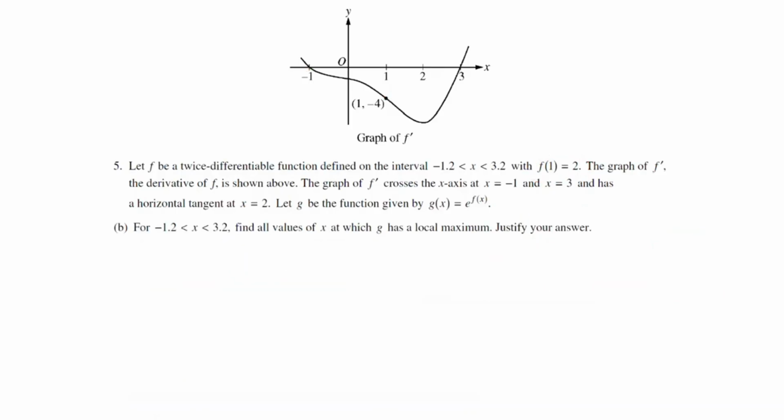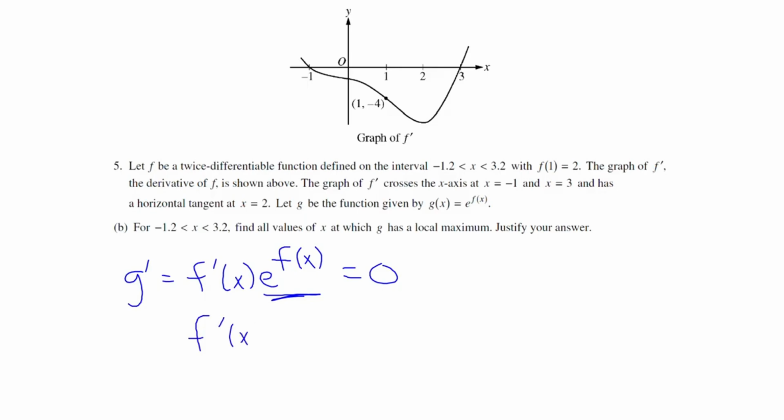In part B, we're looking for all values of x at which g has a local maximum. Well, we already said that g prime was equal to f prime times e to the f of x. And we know that e to any power is never going to equal 0. That's what we're doing here: we're looking for a local max. So when is the derivative equal to 0? Really, it's just when is f prime of x equal to 0?